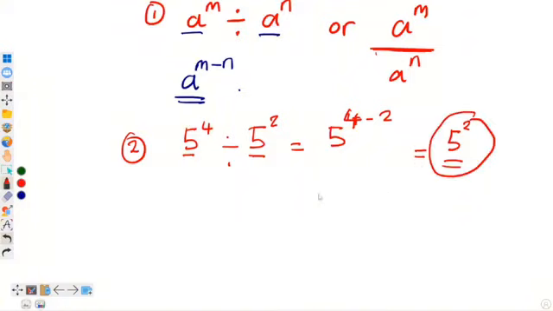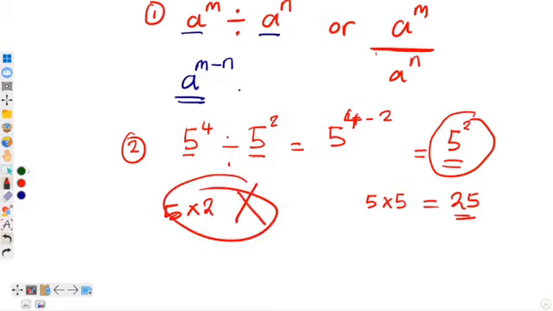Now, if they just say simplify, you end right here. But if they said evaluate, you are going to evaluate 5 to the power 2, which means 5 times 5, which is equal to 25. Not 5 times 2. This is wrong. Don't do this. So, I hope it's clear.